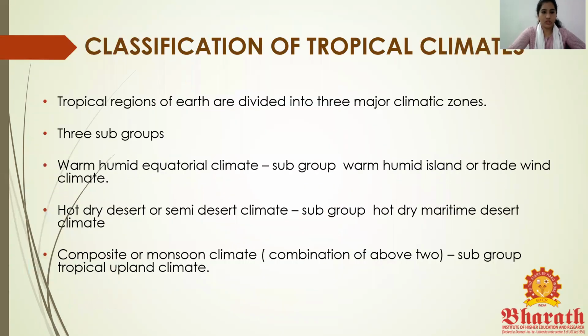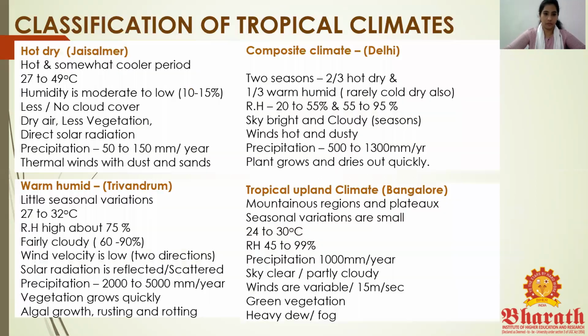The classification of the tropical climates, that is, the tropical regions of the earth, is divided into three major climatic zones. Those are your three major subgroups: your warm and humid equatorial climate, your hot dry desert or semi-desert climate, and the composite or monsoon climate. The warm and humid equatorial climate has the subgroup warm humid island, also known as the trade wind climate. Your hot dry desert or semi-desert climate has the subgroup hot dry maritime desert climate. And the composite or monsoon climate has the subgroup tropical upland climate.